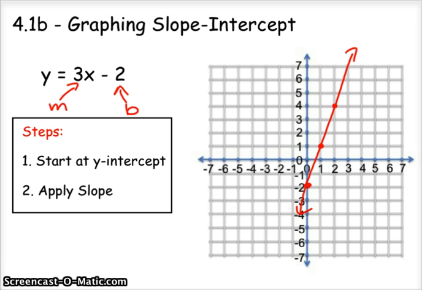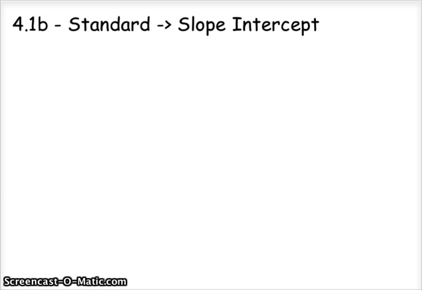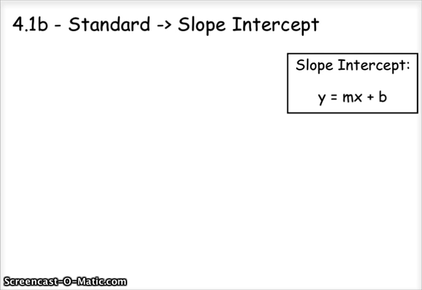The second part I want to look at is how to go from standard form into slope-intercept. So remember, slope-intercept form is y equals mx plus b. And our standard form looks like this. We have our x and y terms on the left side of the equation and the constant on the right, or ax plus by equals c. And my goal is to change this now into slope-intercept form.